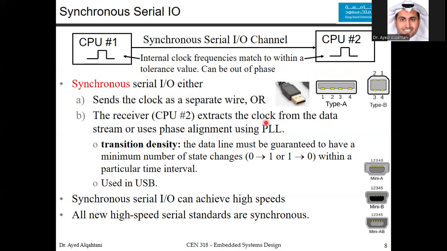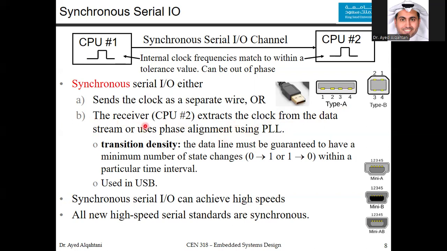There are many ways to extract the clock from the message itself, from the data stream itself. So you send bit by bit, and from this stream of bits, you can extract the clock, or you use what they call phase alignment using the PLL. And we talked about the PLL. Remember, we said that one functionality for it in the oscillator is that it boosts up the frequency. It also aligns the clocks.